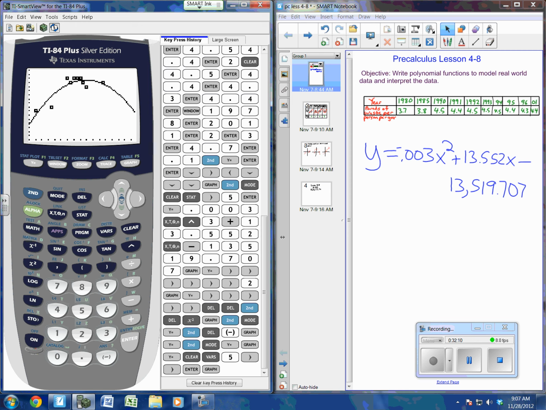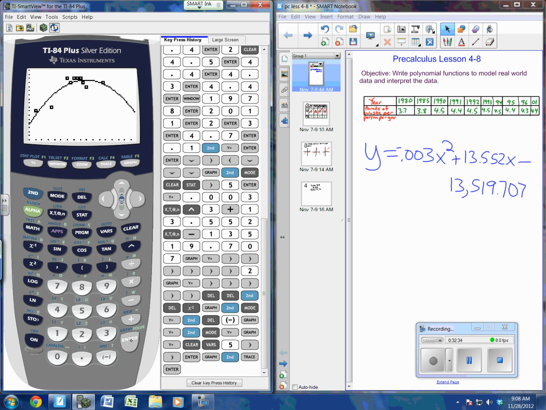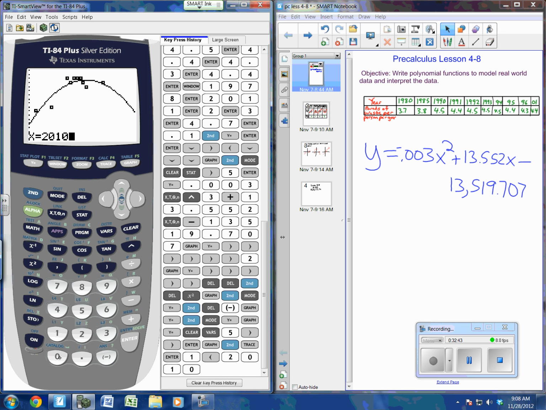Okay, so there is my data. Now, I'm going to make a prediction in the future because this is what you're going to do. You're going to have to make predictions on the functions that you do. You're going to be doing 4 homework problems. So here we go. I'm going to make a prediction in the future. So what I do is I hit second and the trace button to bring up the calc menu. And I'm going to go to value number 1. And I'm going to put in 2010. I'm going to make a prediction for 2010. So I want to know, based on this graph, what's the amount of waste going to be in 2010 per person. I hit enter.